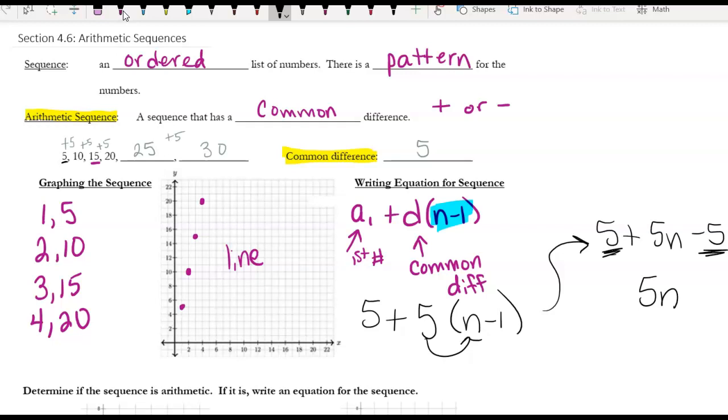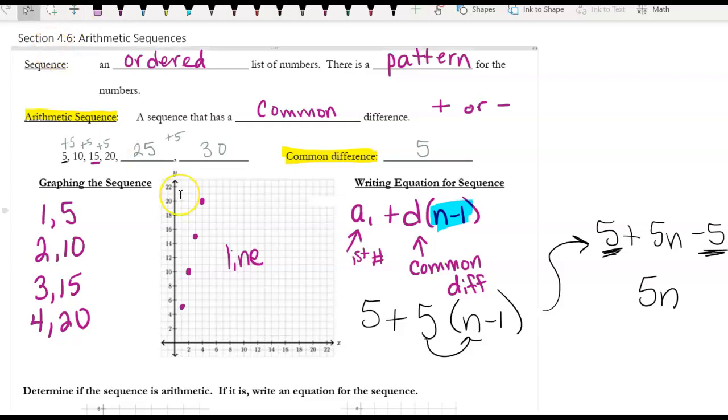The reason you want to be able to write an equation is sometimes I'm going to ask you to find maybe the 32nd term. If I ask you to find the 32nd term, you do not want to list out 32 numbers. What you want to do is have an equation, and then I just plug it in. So it becomes 5 times 32, which is 160. So the equation is helpful when you want to find specific terms.